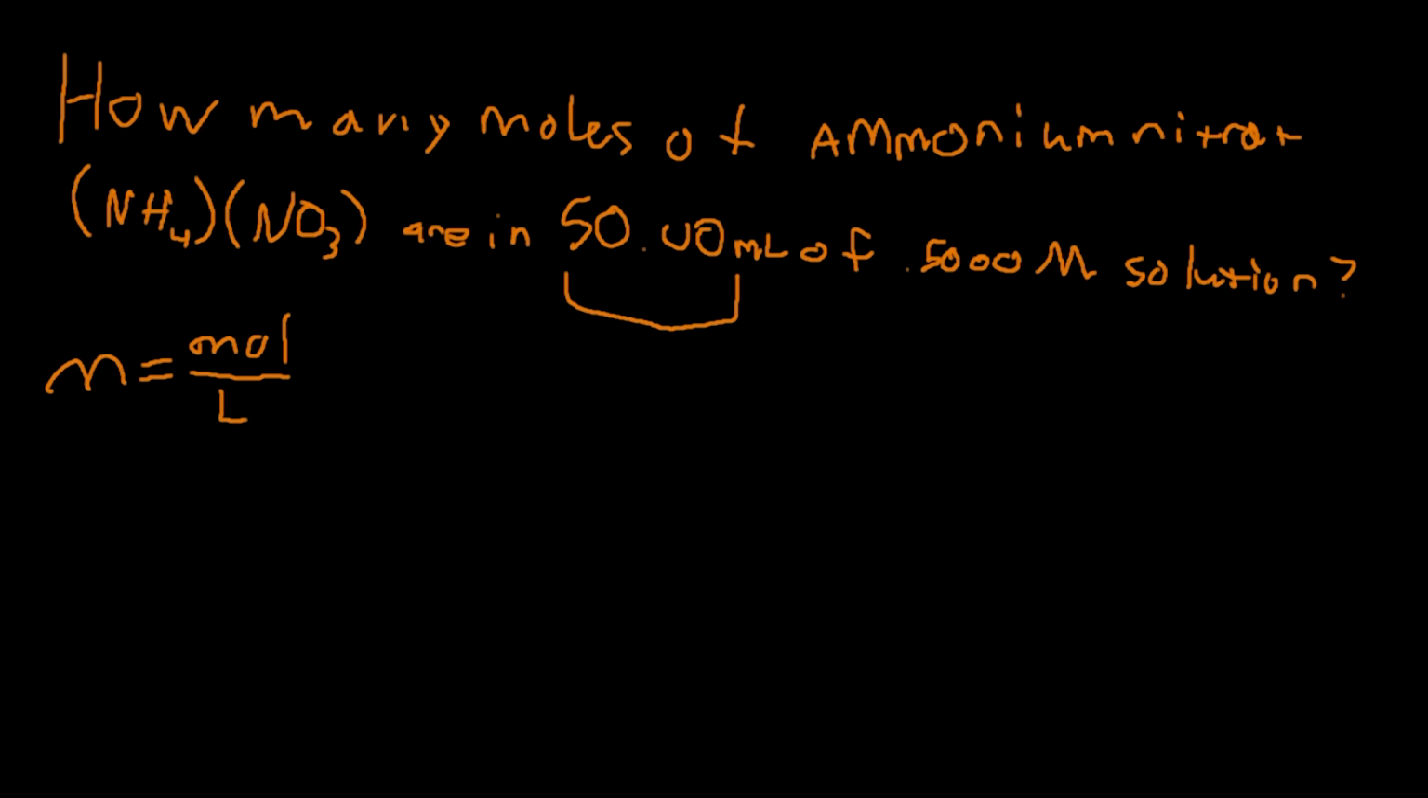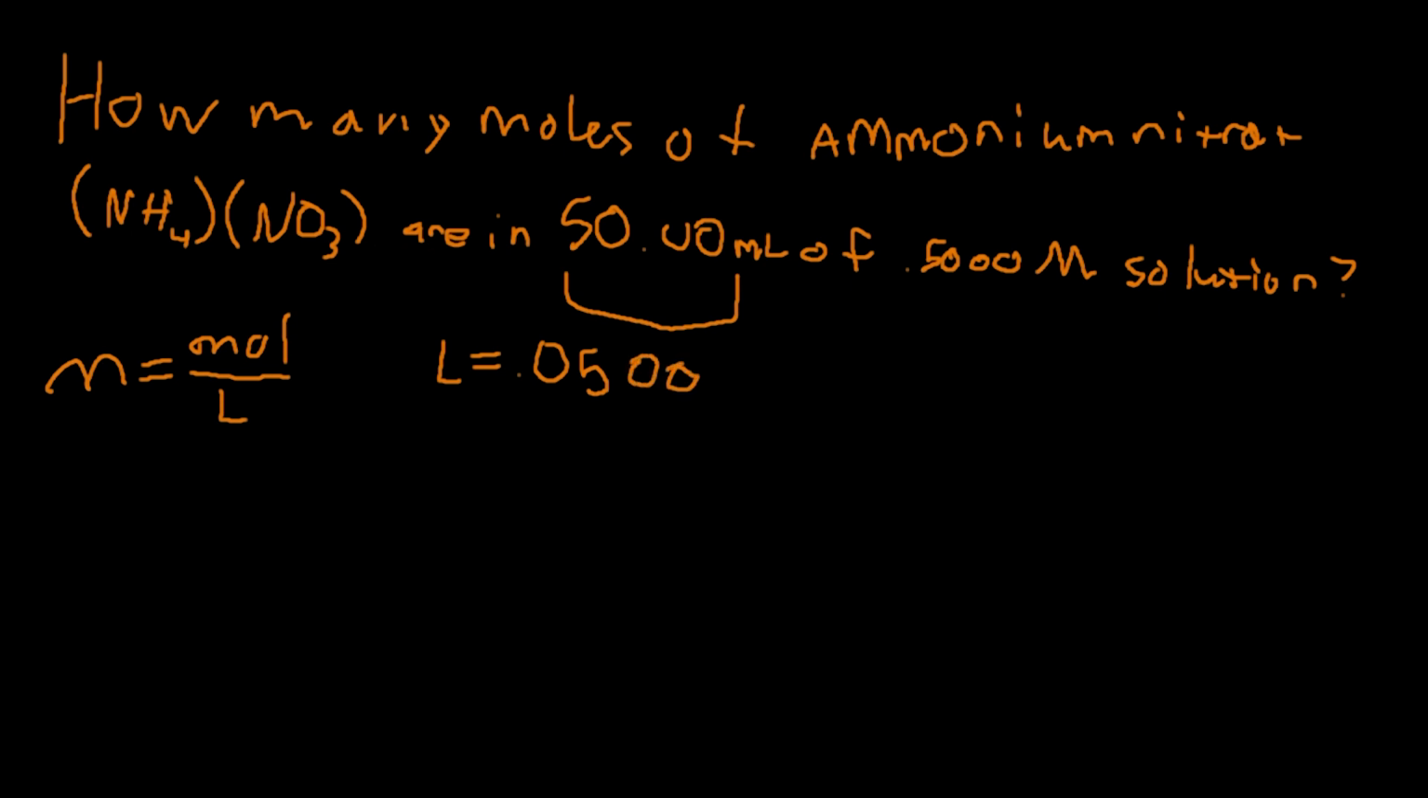And say 50.00, 4 sig figs, divided by 1,000, since there are 1,000 milliliters in a liter. And then we get 0.05, so liters equals 0.05. And we've got to tack on 2 extra sig figs to make that 4.